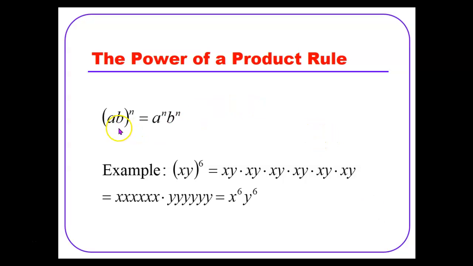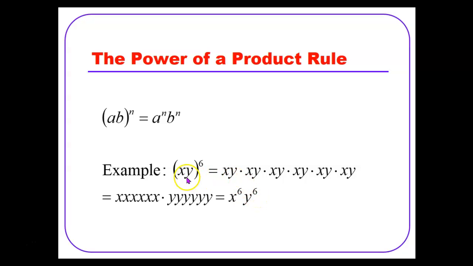Then we have the power of a product rule. A times b to the n power equals a to the n times b to the n. So you can multiply first and then raise to a power, or you can raise each individual factor to that power before you multiply. So for example, x times y to the 6th power is equivalent to x to the 6th power times y to the 6th power.